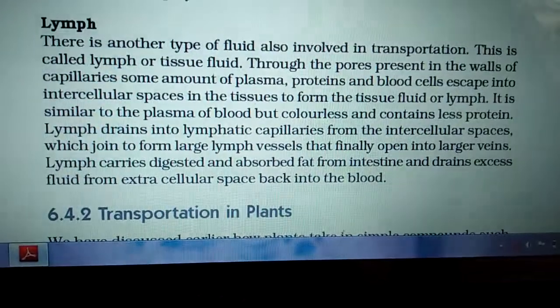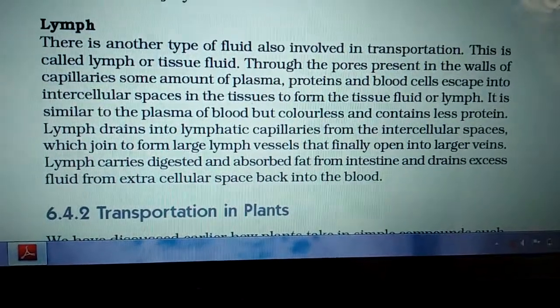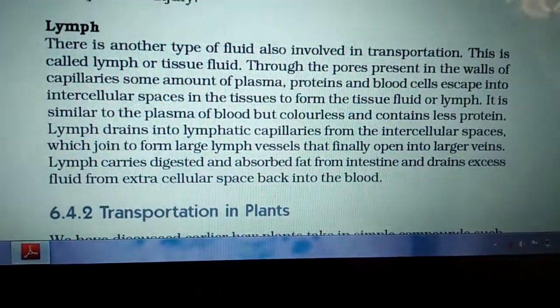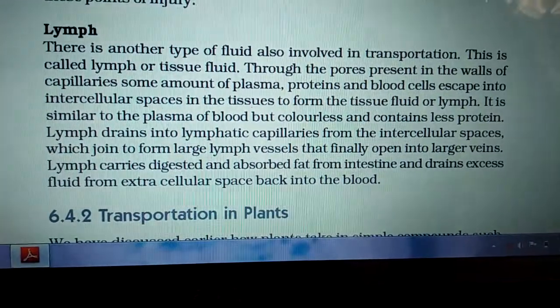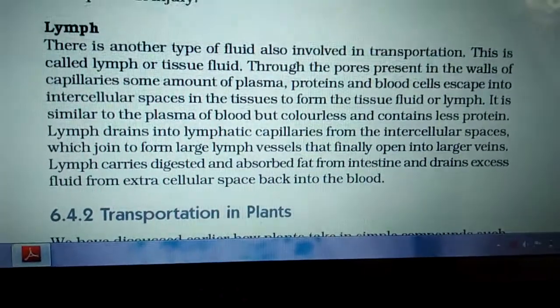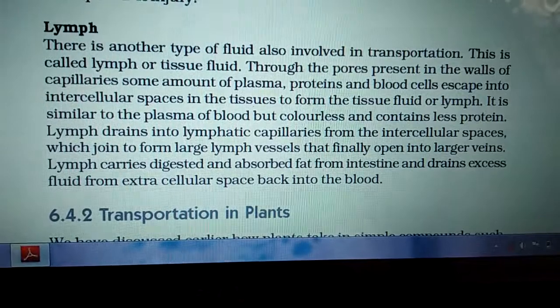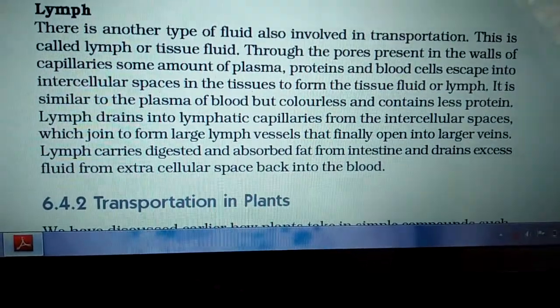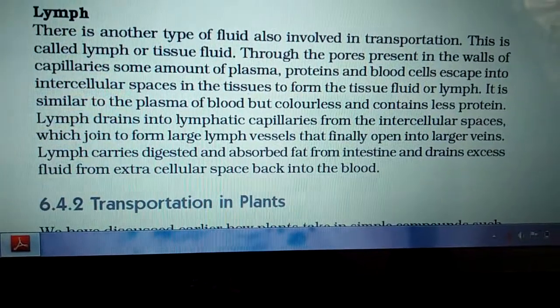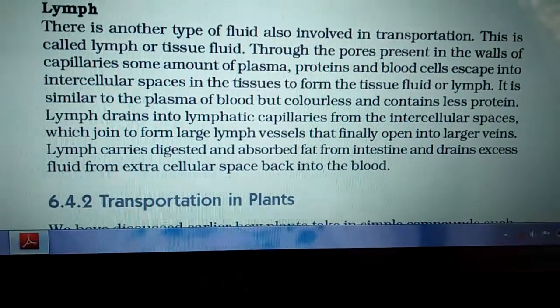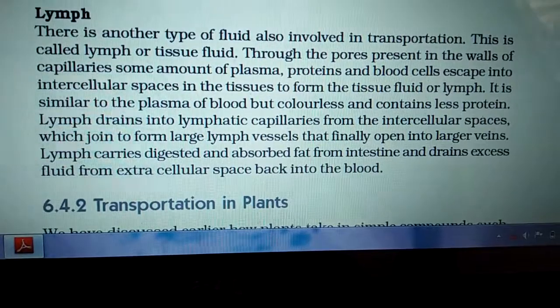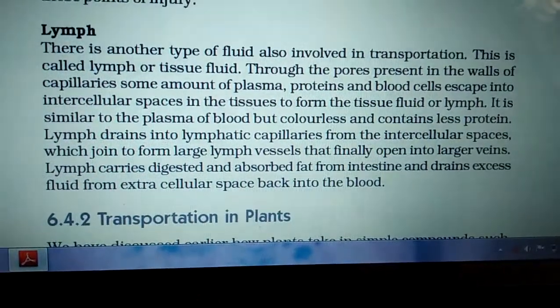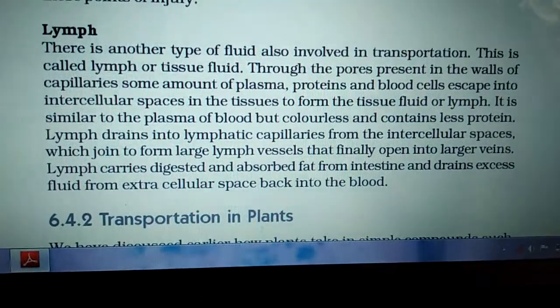This tissue fluid is called lymph, and it helps in carrying waste substances and carbon dioxide. It also contains cells called lymphocytes. The lymph carries digested material, absorbed fat, waste material and carbon dioxide. It again enters into the blood, and into the heart.